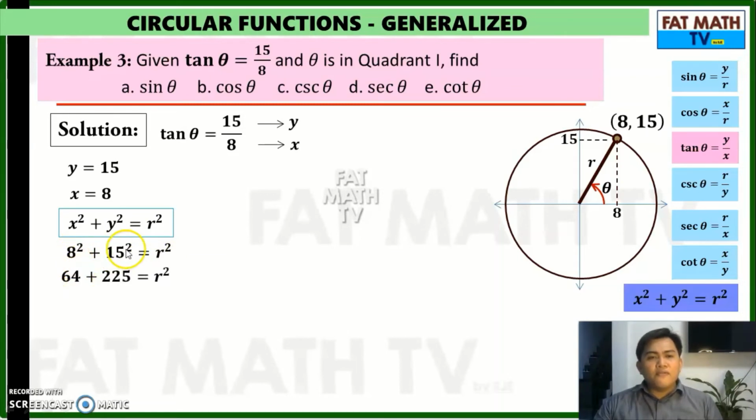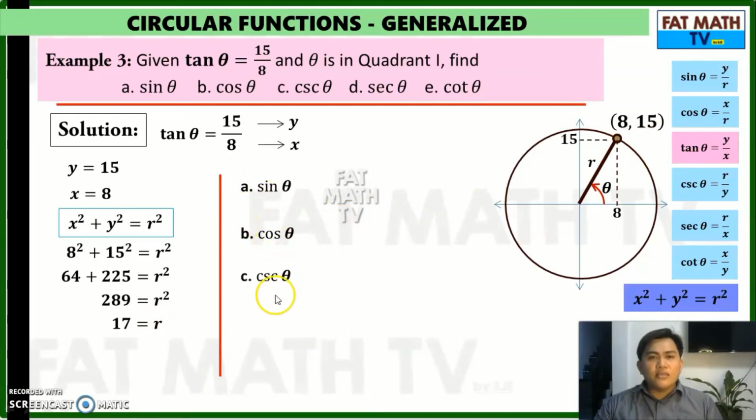8 squared is 64, 15 squared is 225, equals r squared. 64 plus 225 is 289, equals r squared. And taking the square root of both sides, we have 17. So we no longer need to put plus or minus 17 because, as we said a while ago, radius is always positive. We only have negative for x or y. But for the radius, it is always positive. So we already know r. We can already solve the 5: sine theta, cosine theta, cosecant theta, secant theta, and cotangent theta.